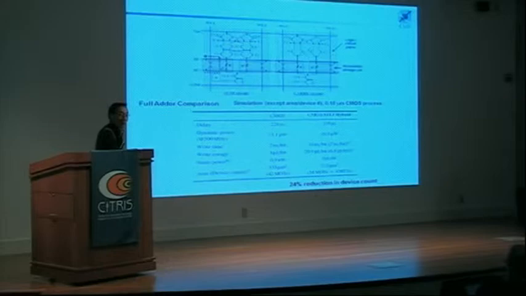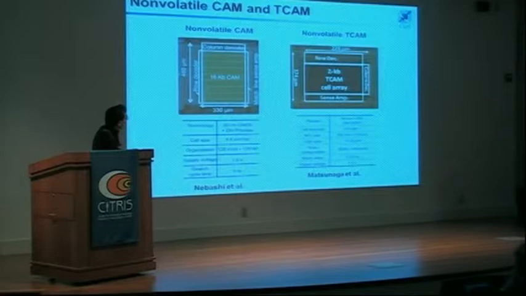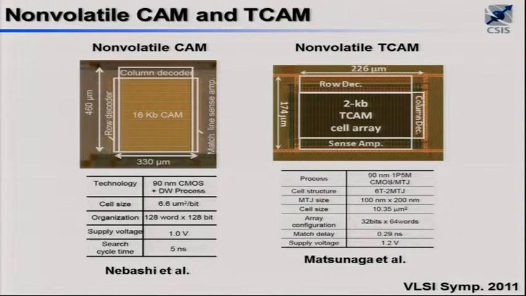These are more recent realizations. It's published in VLSI 2011. Nonvolatile content addressable memory, as well as ternary content addressable memory. This one actually uses three-terminal domain wall motion for the nonvolatile device. This one uses a magnetic tunnel junction.